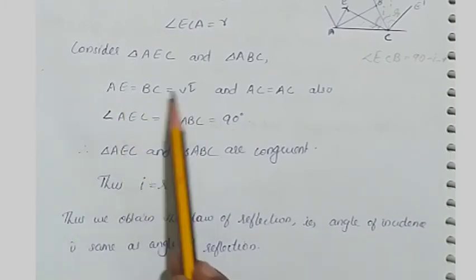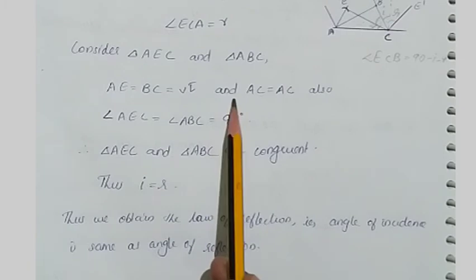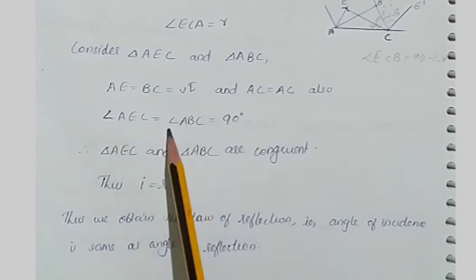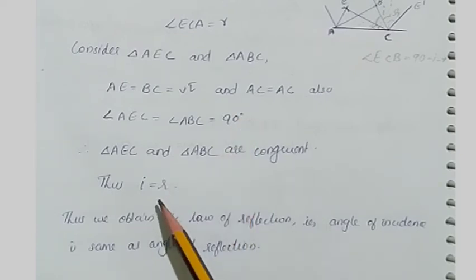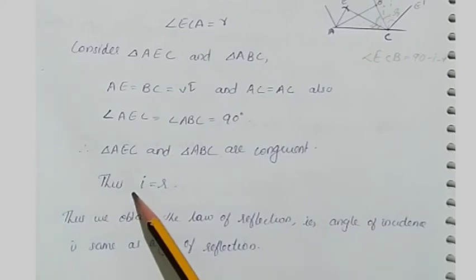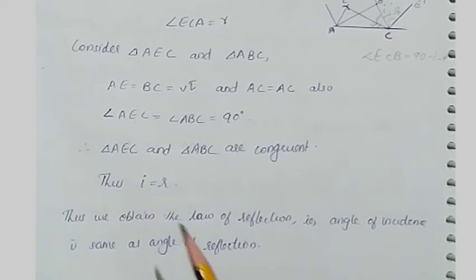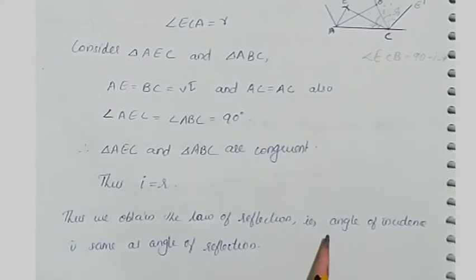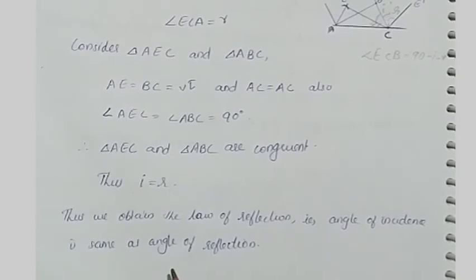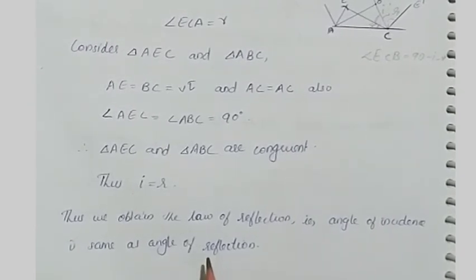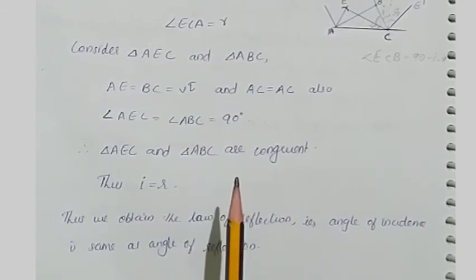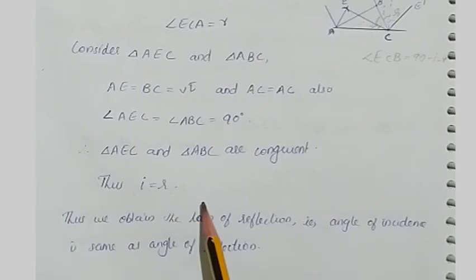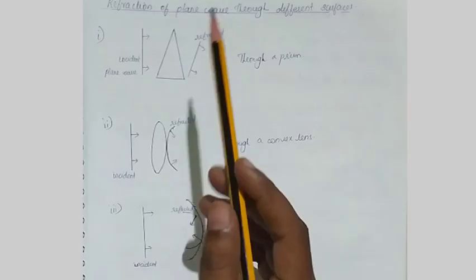By obtaining two sides the same for these triangles and one of the angles of the triangle to be the same, we can say that both are congruent triangles, and from this we obtain the result that i is r, that is, angle of incidence is equal to angle of reflection. Thus we obtain the law of reflection, that is angle of incidence is equal to angle of reflection, by analyzing the reflection of a plane wave on the basis of Huygens principle.